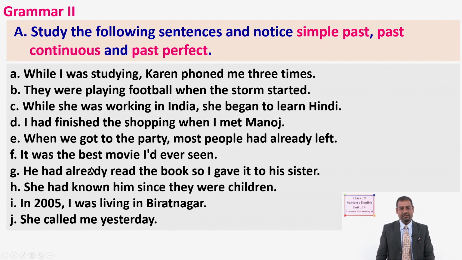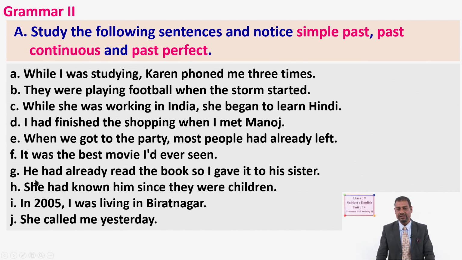F. "It was the best movie I had ever seen." Now you can see was the best movie. Was. This is the past form of, you are right, is. And here, I had ever seen. Had plus past participle. Again, past perfect tense. So up to here you are right.